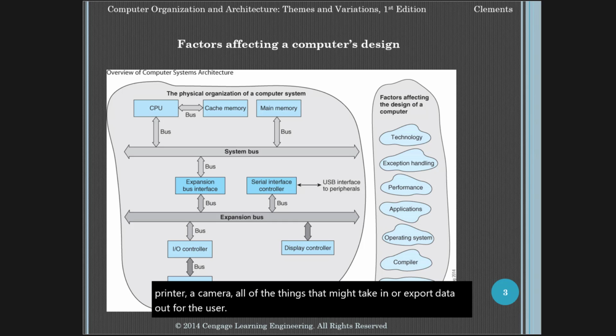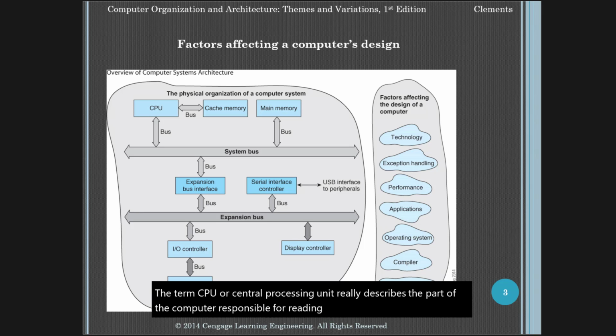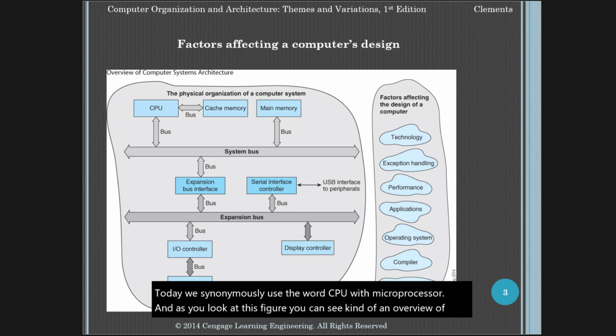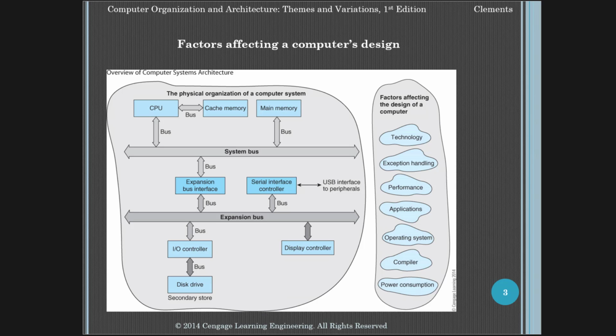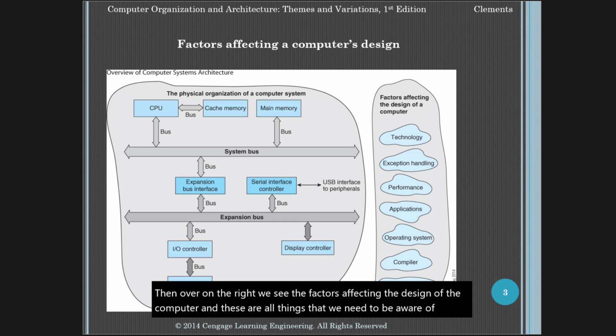The term CPU, or Central Processing Unit, really describes the part of the computer responsible for reading instructions from memory and executing them. Today, we synonymously use the word CPU with microprocessor, and as you look at this figure, you can see an overview of how all of these systems work together. Then over on the right, we see the factors affecting the design of the computer. And these are all things that we need to be aware of and things that we will be paying attention to as we move through our course material.